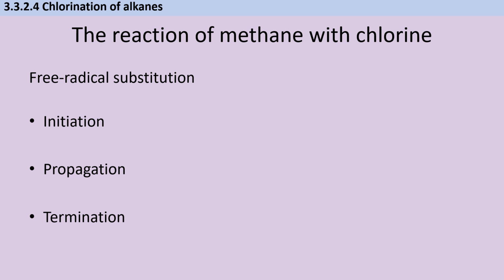Initiation means starting the thing going. So we're going to make some free radicals. And the way that that happens is that some chlorine molecules are going to break apart homolytically. So that means that both of the atoms in the bond are taking the same number of electrons. So they're both going to get 1 electron from that single covalent bond, and therefore they're actually going to be free radicals. They're going to have this unpaired electron. Now, in order for that to happen, we need some UV light, and this is going to provide the energy to break that covalent bond in the chlorine molecule to form these chlorine free radicals.